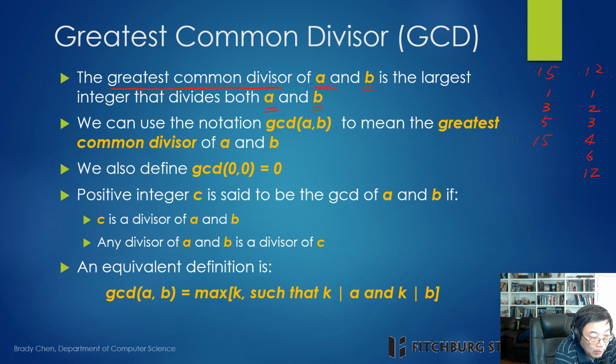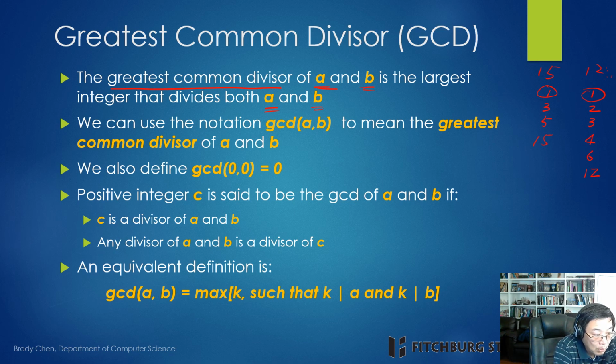So now we know that 1 can divide every number, right? So 1 is always a common divisor. That's trivial, so we normally ignore the number 1. And also, every number can divide itself, right? Every number can divide itself. Now, in this case, we try to find first the common divisors, and second the largest common divisor, the greatest common divisor.